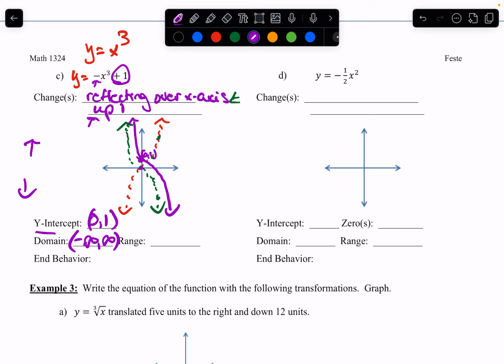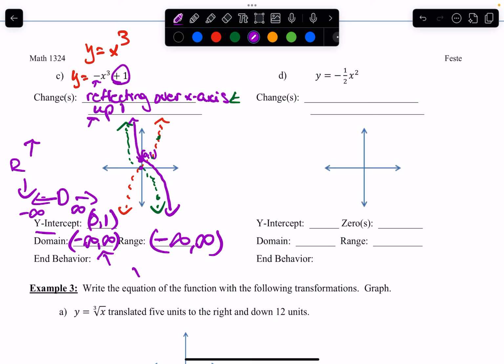Why am I getting confused? I am so sorry. That was not the domain. That was the range going up and down. The domain is going left and right. This is the range. This is the domain. So from negative infinity to infinity, both are all real numbers. In behavior, we are going up to the left and down to the right.